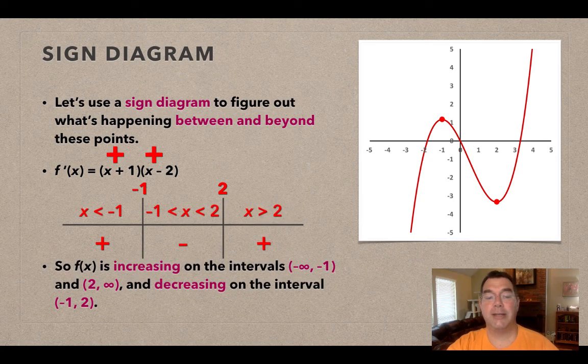All right. So what that means is anywhere that the derivative is positive, I know that the original function is going to be increasing. And anywhere that the derivative is negative, the original function will be decreasing. So I now know, based on this sign diagram, that the function is increasing from -∞ to -1 and from 2 to +∞, and it's decreasing on the interval from -1 to 2. And if you look at the graph, it actually supports that statement. So I know that I've done my work correctly.